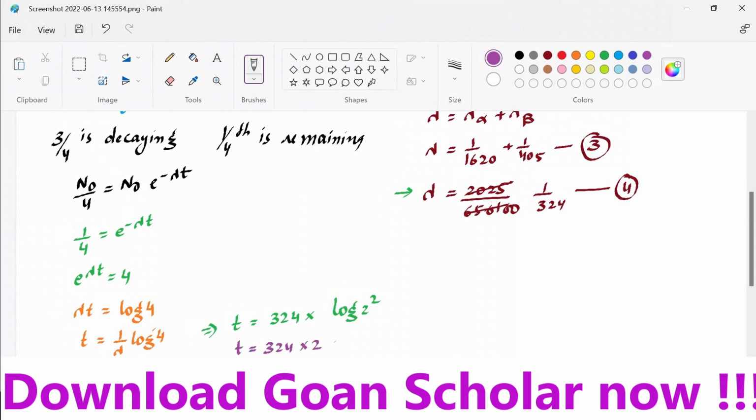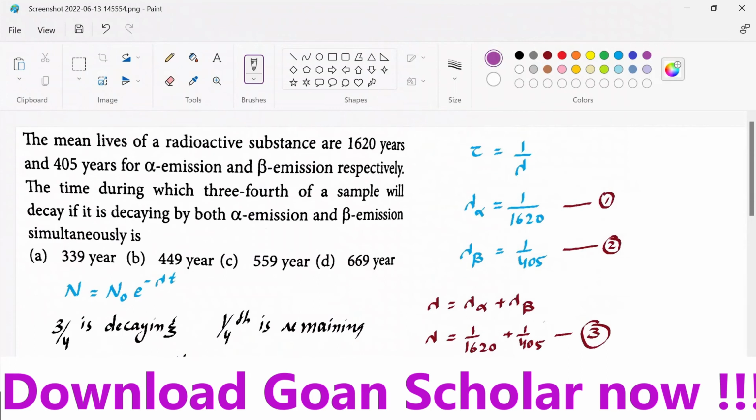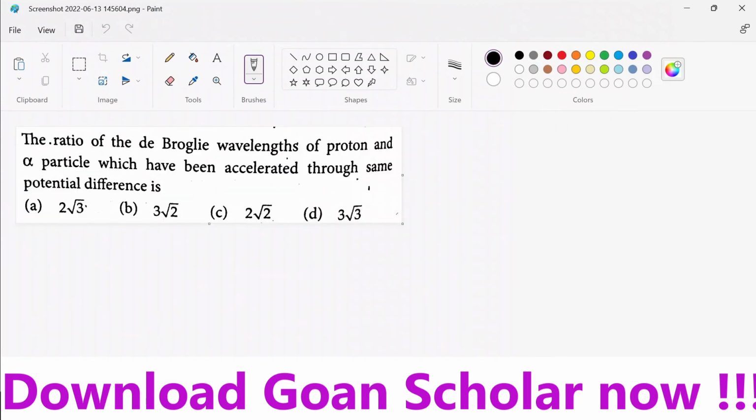Now let me use the calculator and check whether we are getting any option. So 324 into 2 into 0.693 gives us 449 point something. So 449 years. Let me write: when it will be 3/4, 449 years. Yes, option B is the correct answer for this problem. Let's move to question number 9.